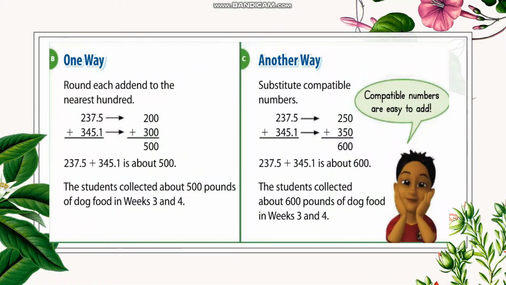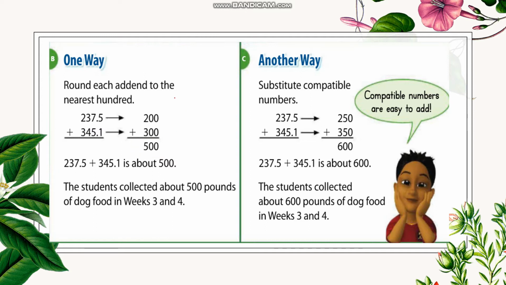The first way is to round each addend to the nearest 100. So if I'm going to round this to the nearest 100, the 100 place is 2 and 3. So 2 is followed by 3, so it's the same, and the rest of the digits become 0, so the rounded number is 200. 3 is followed by 4, so 3 is the same, and the rest of the digits become 0, so the estimated answer is 500.